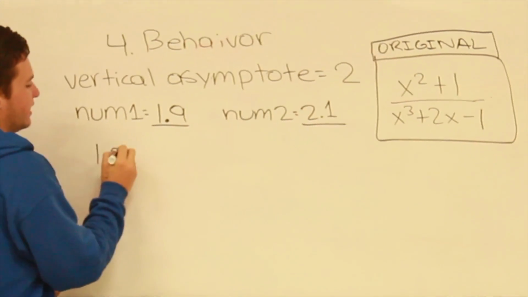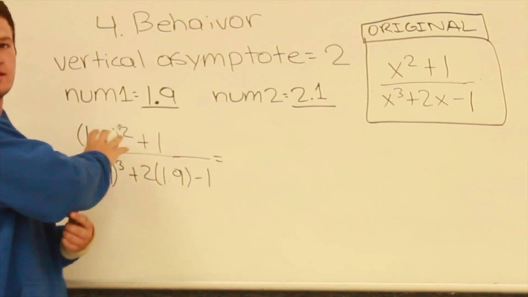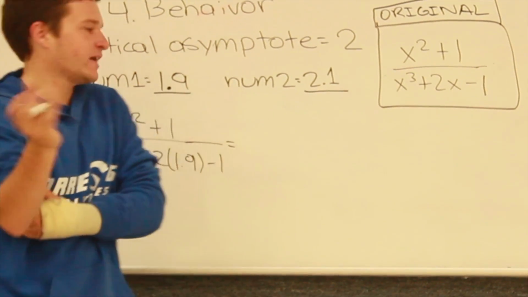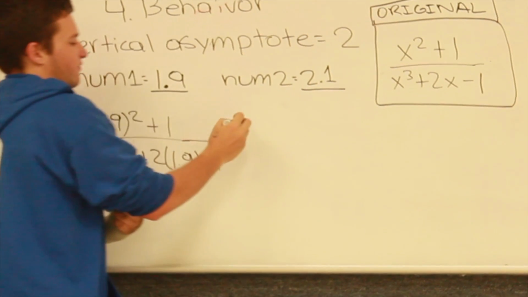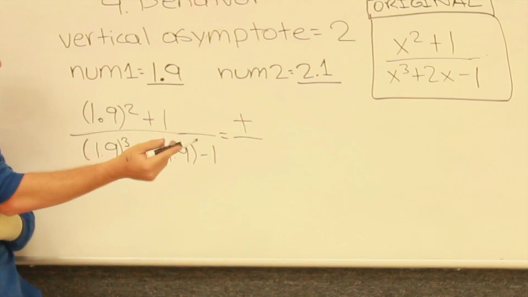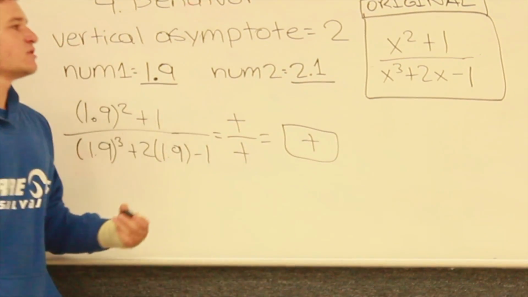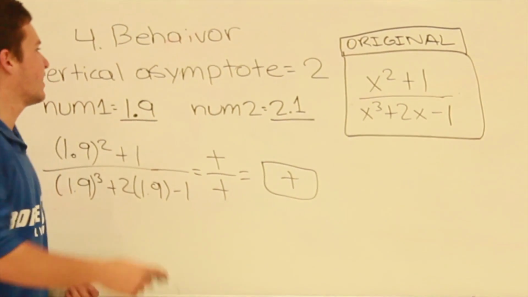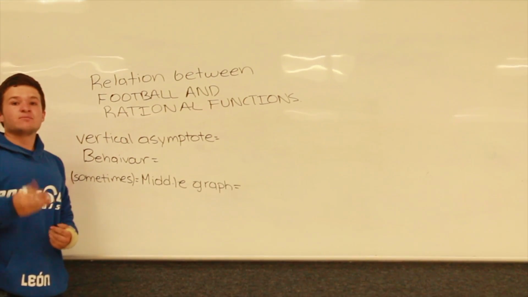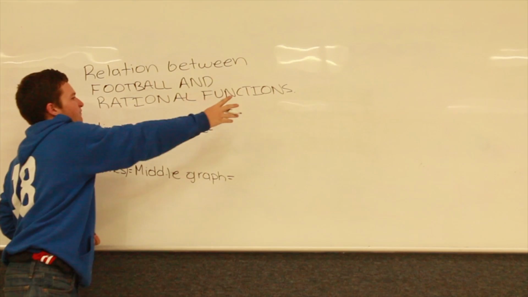So we will have, and you don't have to do it all. You just need to get if it is a positive or a negative sign. Okay? The result of this one would be a positive, obviously. And you put the sign. The result of this one will also be a positive. So the behavior of this one would be positive. And you must do it with the other number, and if you have two vertical asymptotes, you must do it with 4 numbers, etc. Now I'm going to show you the relation between American football and rational functions.